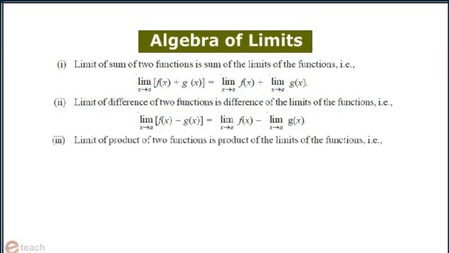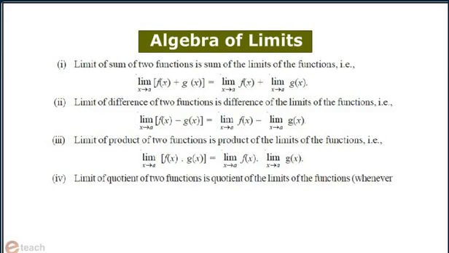Number 3. Limit of the product of two functions is the product of the limits of the functions, that is, limit x tending to a, f(x) into g(x) equals limit x tending to a f(x) into limit x tending to a g(x).